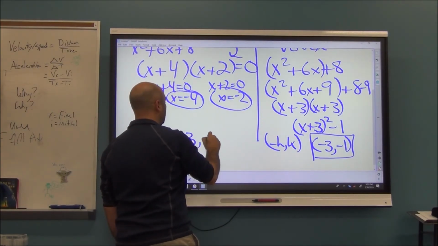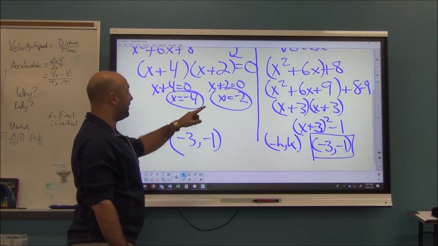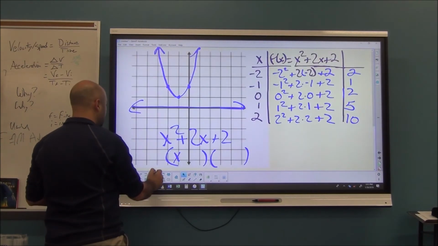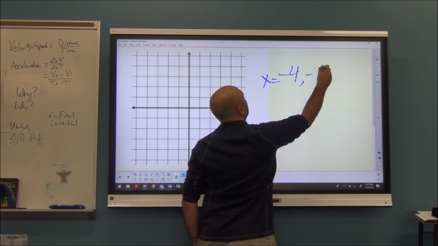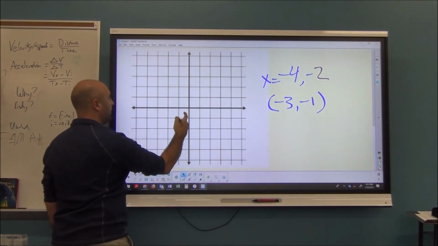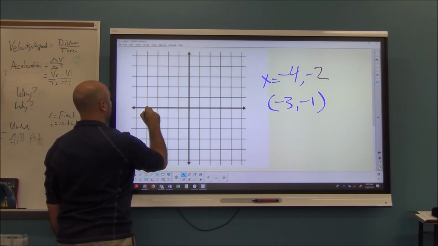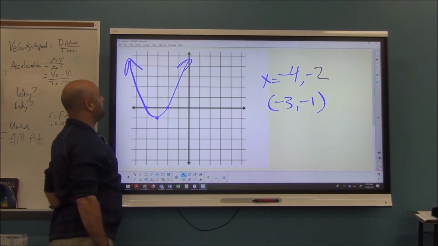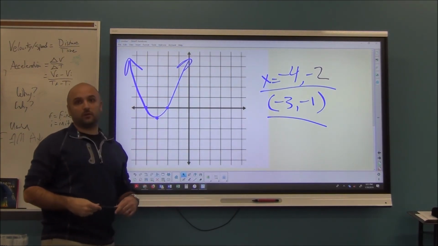So I get -3, -1 for my vertex, and then what are the places it crosses the x-axis? It crosses at -4 and -2. So if I were to come back over here, I know that my x-intercepts are -4 and -2, and my vertex is -3, -1. So look, I can come over here and plot that, -3, -1, and then I have -4 and -2 on the x-axis. And look, there's my quadratic with my vertex and my 2 x-intercepts, and that's pretty much what it's going to look like.